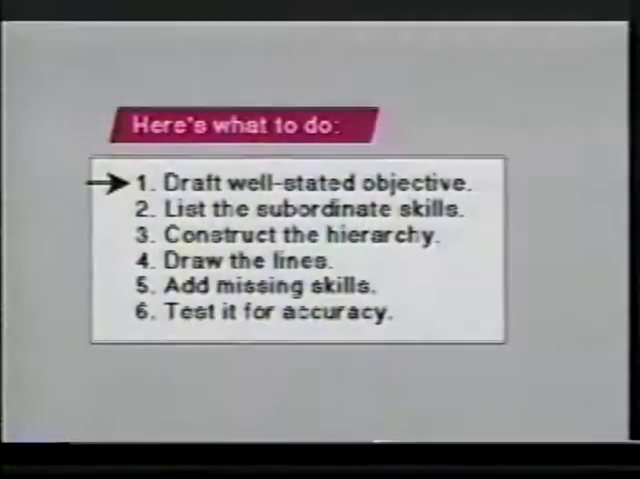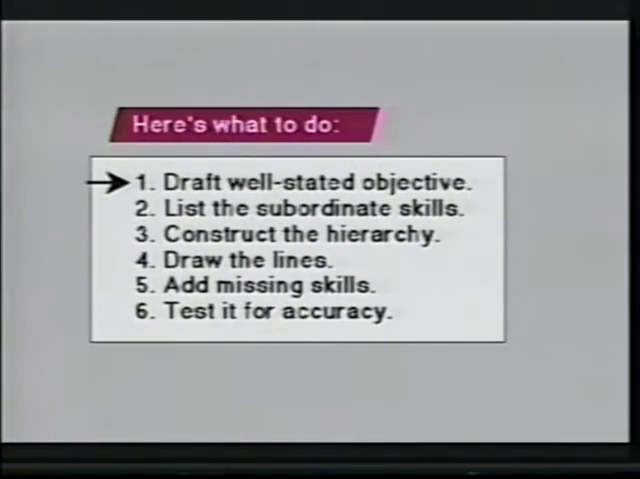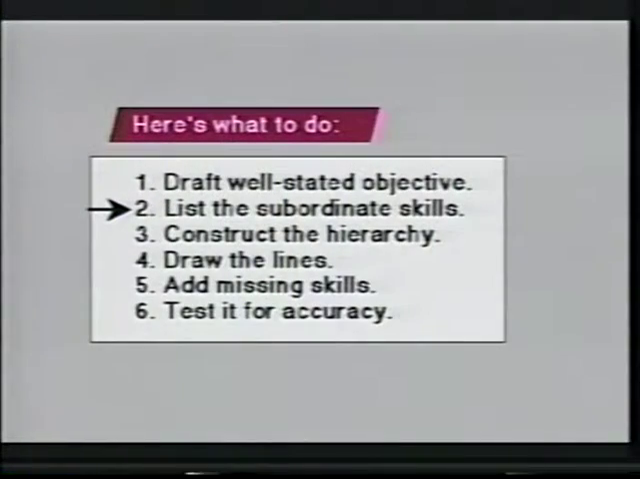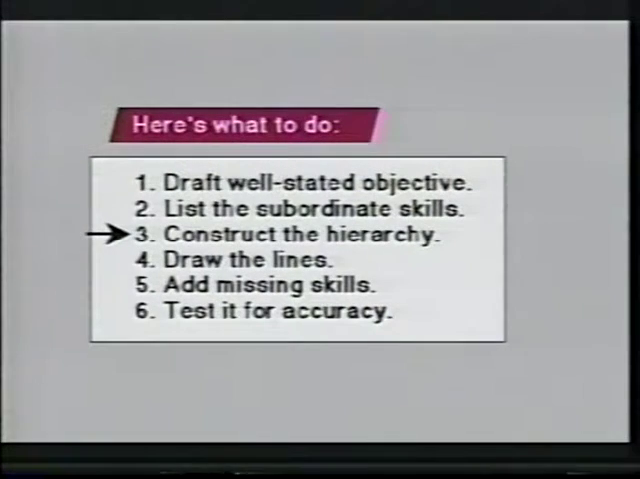Okay, now it's your turn, and here's what you want to do. First off, write a well-stated objective and put it on the top of your hierarchy. If you didn't bring something, use a hobby. Then list the subordinate skills. Ask yourself, what would somebody have to be able to do before they could practice this terminal skill? Then construct the hierarchy. Take a pair of skills and ask yourself the magic question, could these be learned in any order, or must one be in place before the other one is practiced?